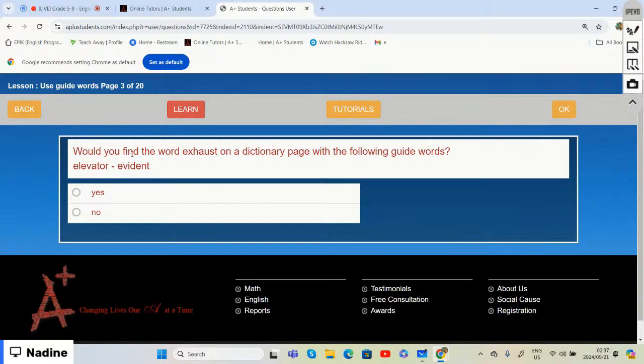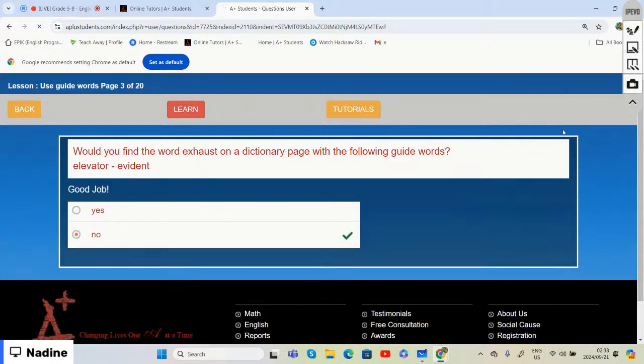No, you won't. Would you find the word exhaust on a dictionary page with the following guide words, elevator and evident? Exhaust, elevator and evident, yes or no? And if we were to choose the correct answer, then no, you will not, because X comes after V. Well done. So no, you won't.